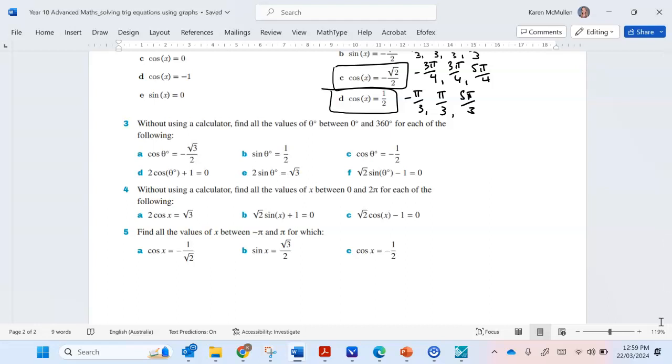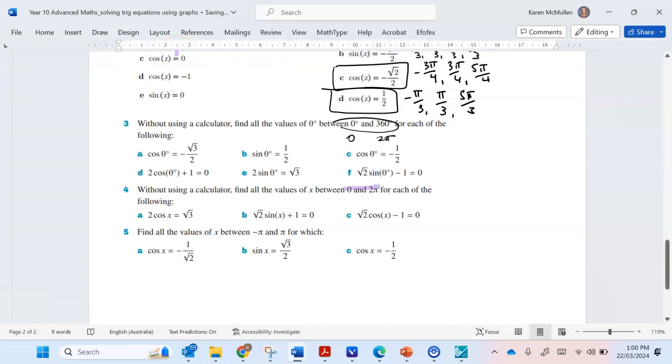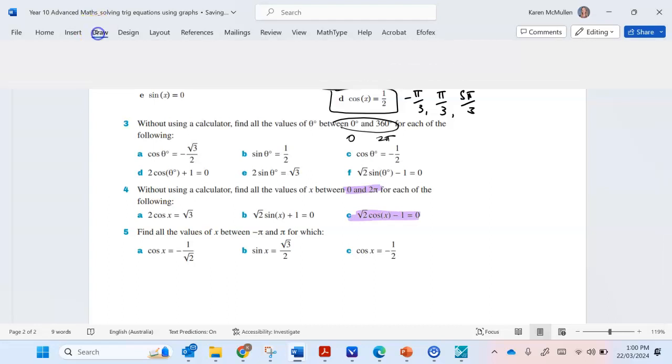All right, let's have a look now at question 4. So question 3 is similar to question 4. We're just working in degrees, but you can stick to radians. So we're going from 0 to 2 pi. First of all, going from 0 to 2 pi, that's important to note, and they're written slightly different. Okay, so I've got root 2 cos x minus 1.